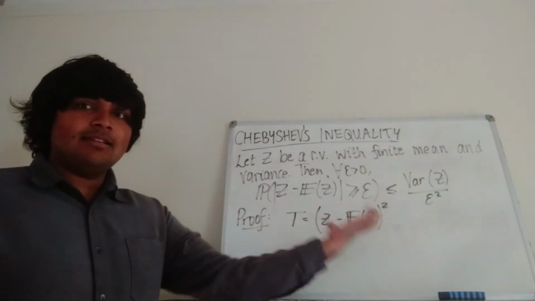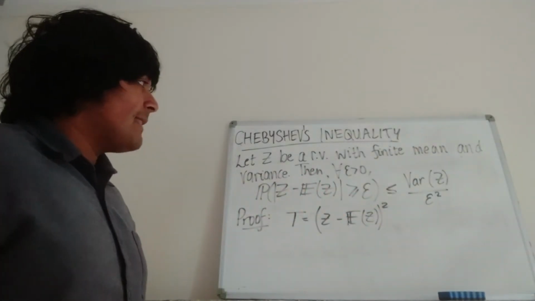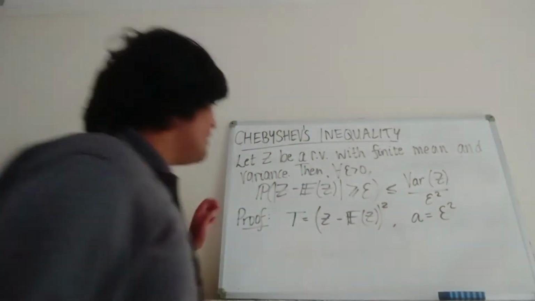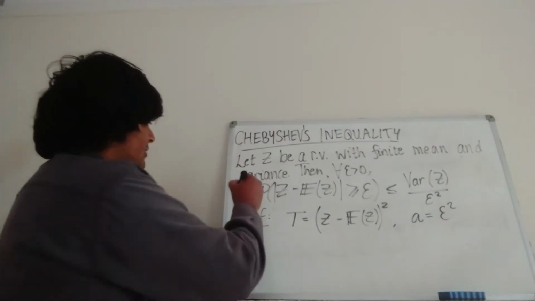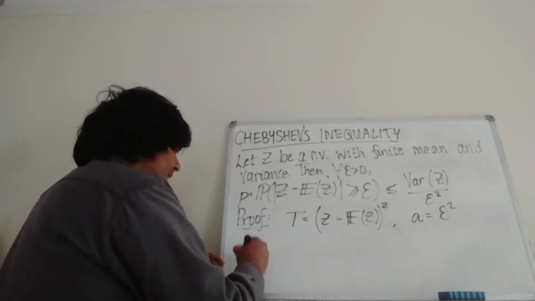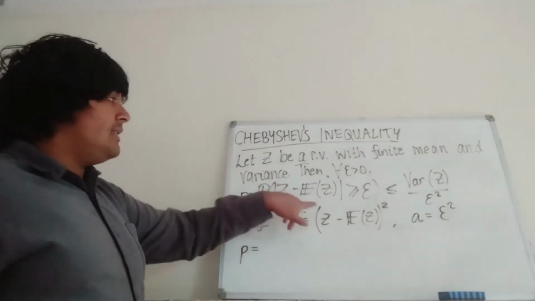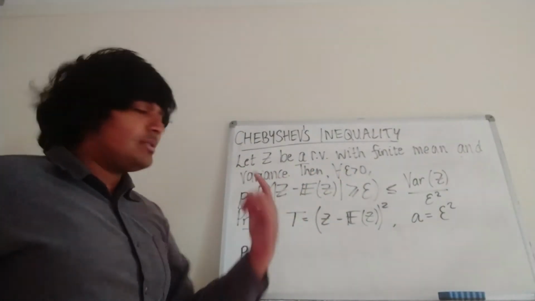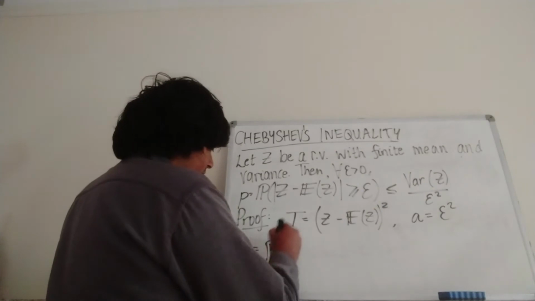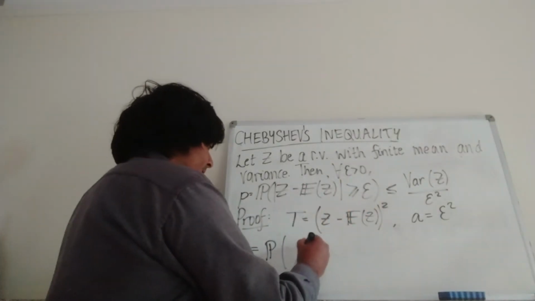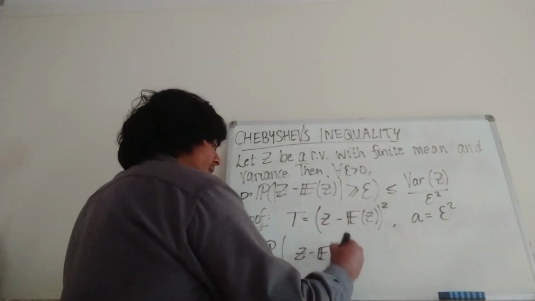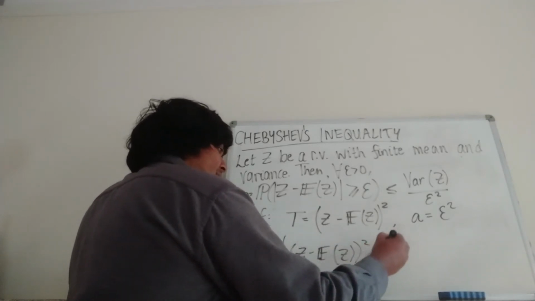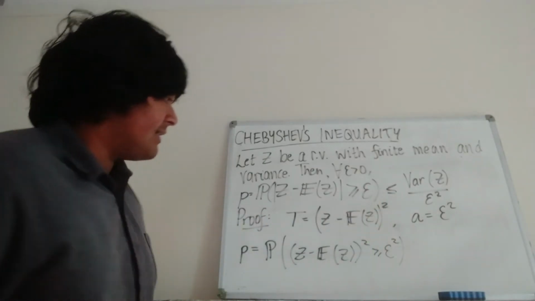So this thing here is going to be non-negative, and our a is going to be epsilon squared. Okay, so this probability here, I'm just going to call it p for now. P is equal to this thing here, but notice that this inequality is also the same thing as, if I just square both sides, z minus the expected value of z, this thing here squared, being bigger than or equal to epsilon squared, like so.